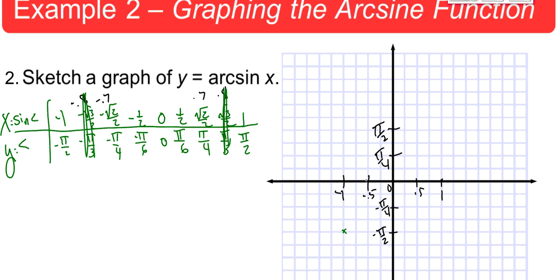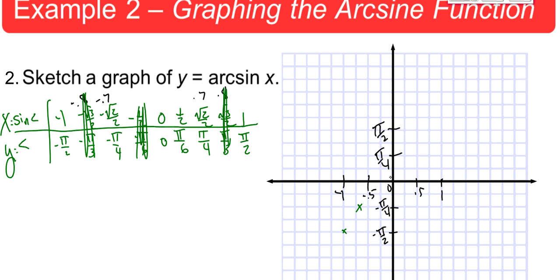So negative 0.7, and negative 1 pi over 4. Negative a half is at negative pi over 6. I'm going to ignore that one too, I feel like. I don't have to see that.